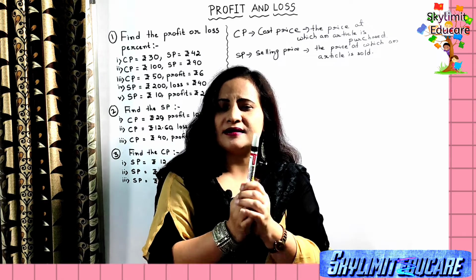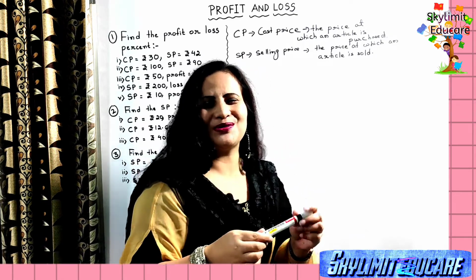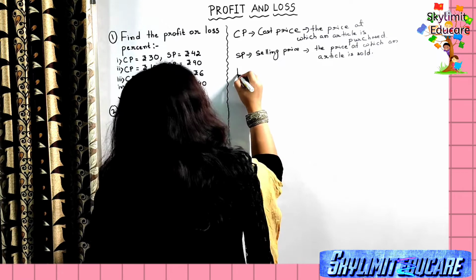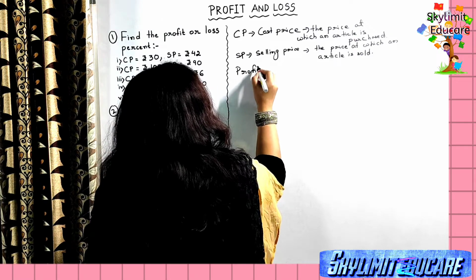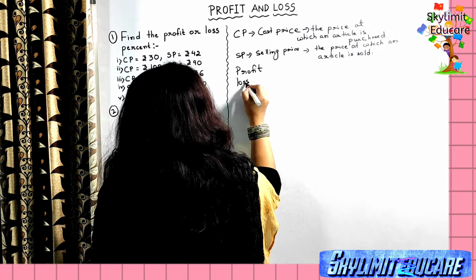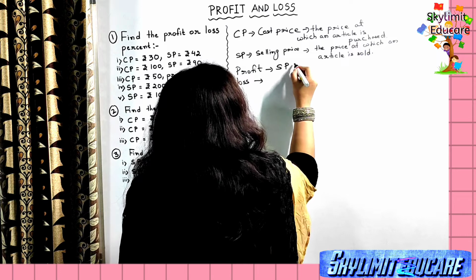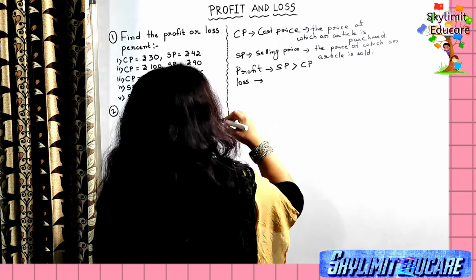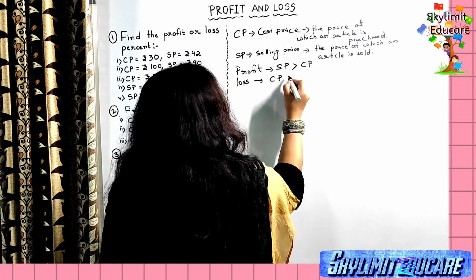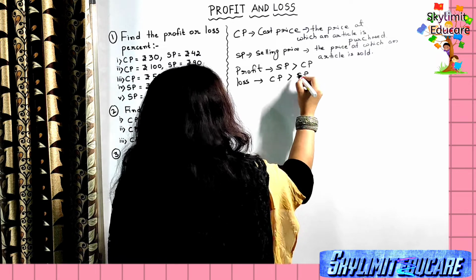From here you can also understand the meaning of profit and loss. So what is profit and what is loss? Profit is when the SP is greater than the CP, and loss is when the CP is greater than the SP.